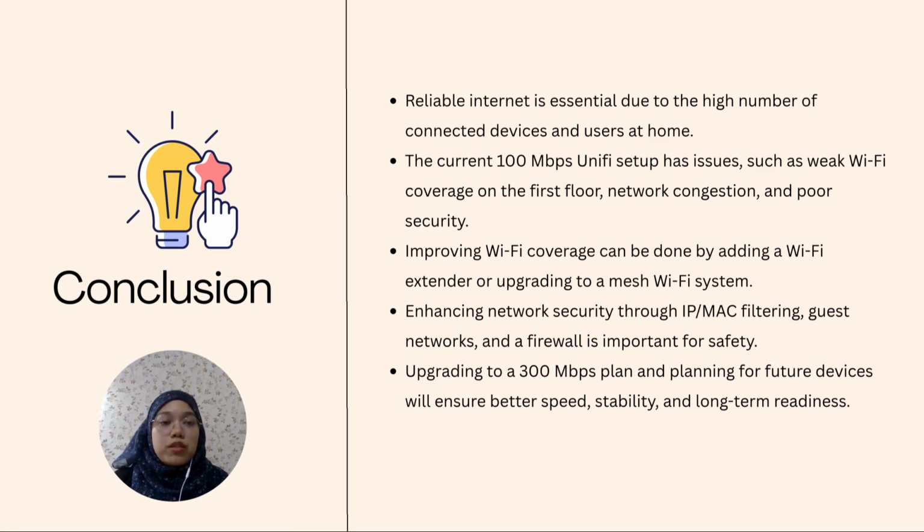To solve these problems, some improvements can be made, such as using mesh Wi-Fi, turning on security settings like IP or MAC filtering, and setting up a guest network, besides upgrading the plan to 300 Mbps and setting up a firewall. These upgrades can help to improve the performance, speed, and security. Planning for future needs like adding more smart devices is also important. The home network will be more stable, secure, and ready for future use by making these changes.